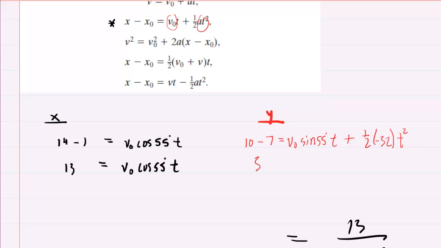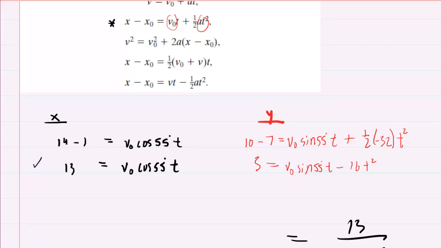So this can simplify just a tad. We have 3 is equal to this V0 sine of 55 degrees times time. This will become minus 16t squared. So this is a more challenging example. The only way that we can really effectively solve for the initial launch speed, which is v0, is to solve this equation over here for the v0.